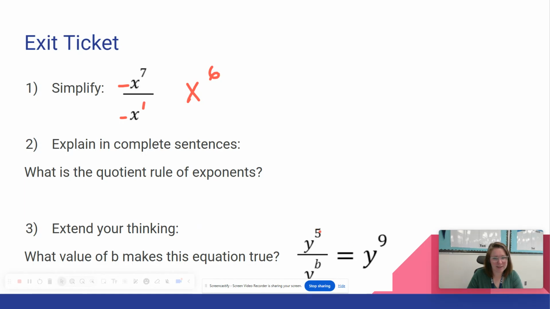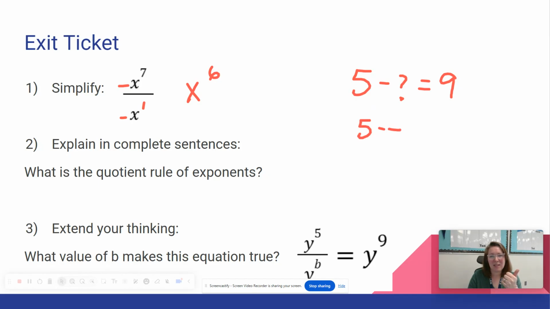All right, and then extend your thinking. Oh my goodness, this was a challenging one. What value of b makes this equation true? Well, we have to subtract. 5 minus something equals 9? Like 5 minus 1 is 4, 5 minus 2 is 3, 5 minus 3 is 2, 5 minus 4 is 1, 5 minus 5 is 0. So we've just checked all of the numbers from 5 down to 0, which means we have to go to the negatives. 5 minus -1, right?